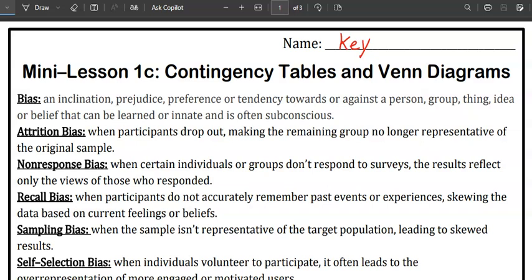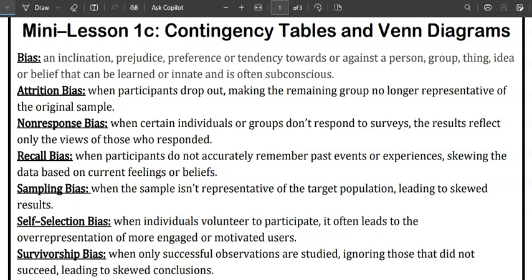Mini Lesson 1C, Contingency Tables and Venn Diagrams. Become familiar with these vocabulary words. Bias: an inclination, prejudice, preference, or tendency towards or against a person, group, thing, idea, or belief that can be learned or innate and is often subconscious.